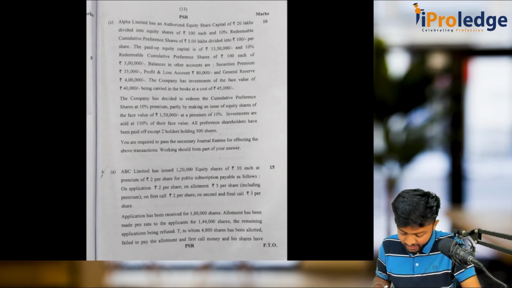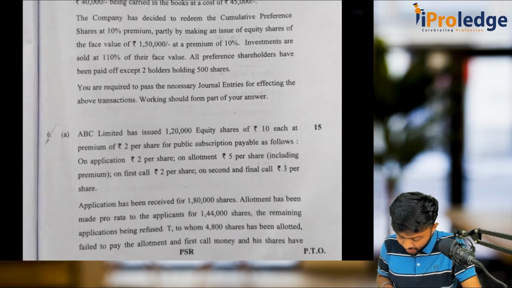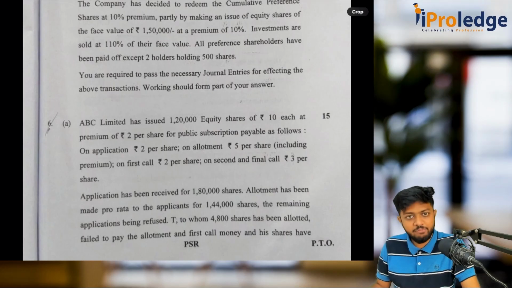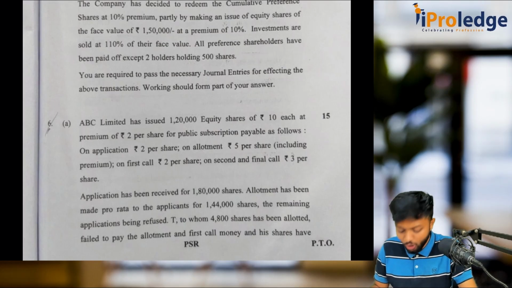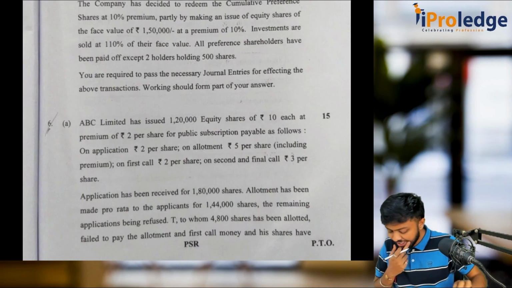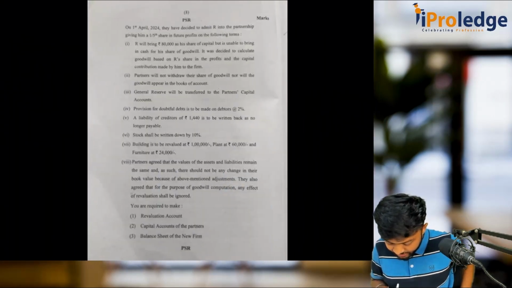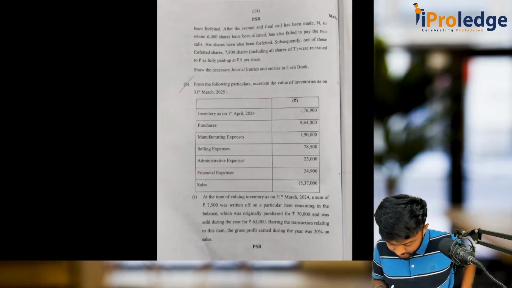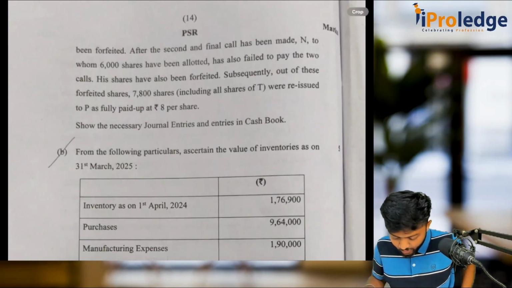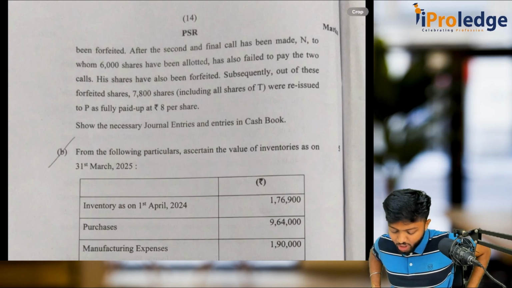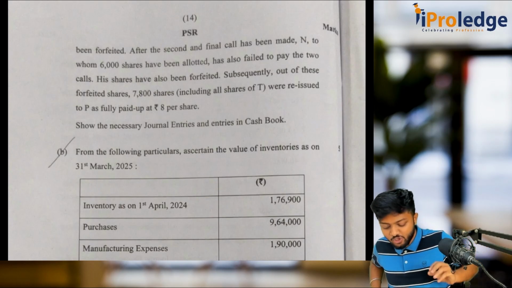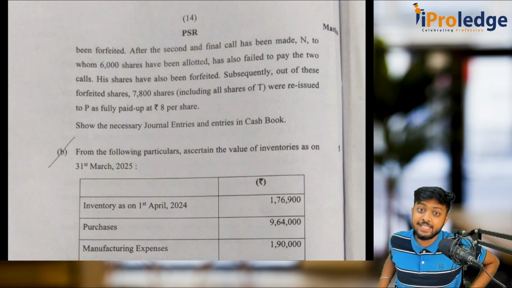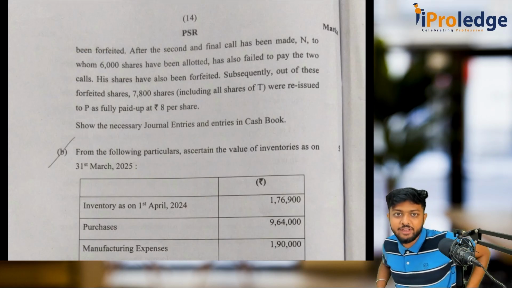Then we have 6A. In 6A we had a question on forfeiture. Again, this forfeiture, same thing. We have covered these kinds of questions in our company accounts. No new adjustment. We are doing pro rata allotment. Okay, there is one person to whom 6,000 shares have been allotted. He has paid the call money, and 6,000 is what is allotted. You have to see how much he has applied. You have to consider all that.